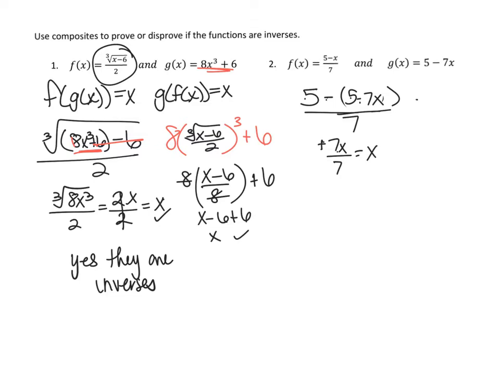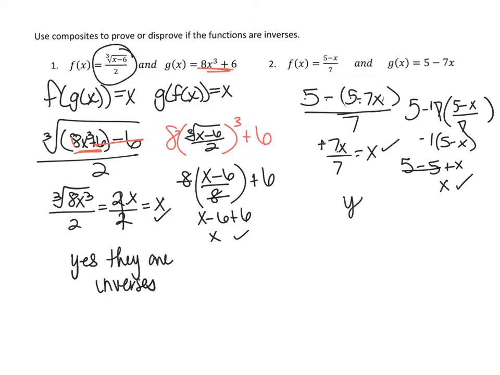And then the other way around, 5 minus 7 times x over 7. Well, 7 cancels the 7 and leaves a 1, but that's a negative 1 times 5 minus x. So that's 5 minus 5 plus x, which is 0 plus x. So I got x both times. So yes, they are inverses.